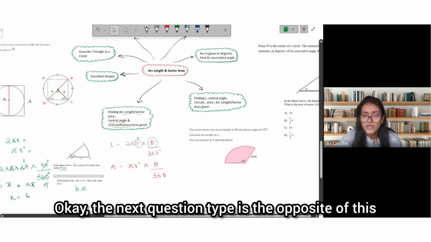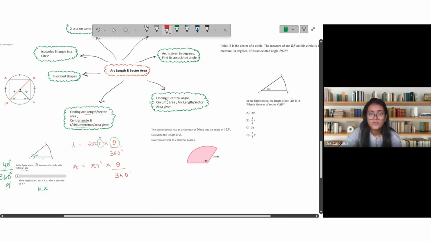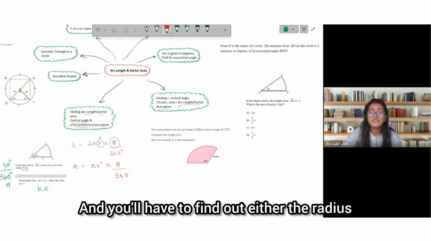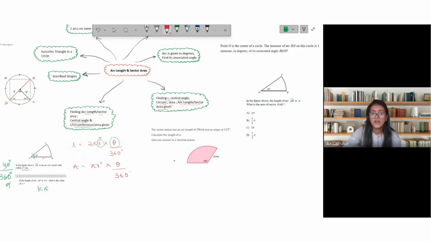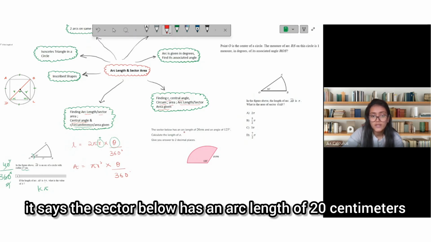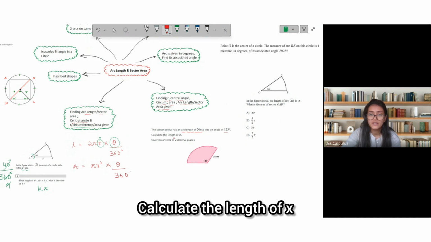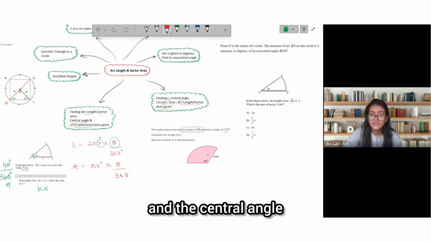The next question type is the opposite of this, in which they will give you the arc length or sector area, and you'll have to find either the radius, the central angle, the circumference or the area of the circle. For example, in this question, it says the sector below has an arc length of 20 centimeters and an angle of 125 degrees. Calculate the length of x. They have given the arc length and the central angle, and we have to find x. X is the radius, right?